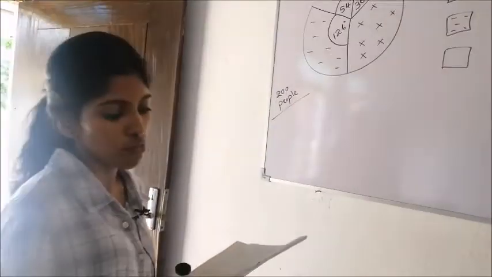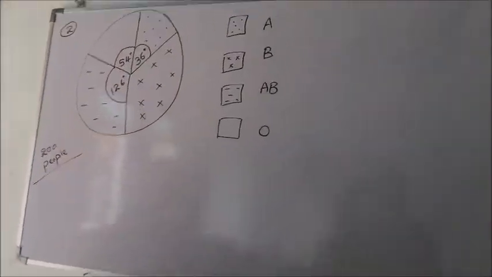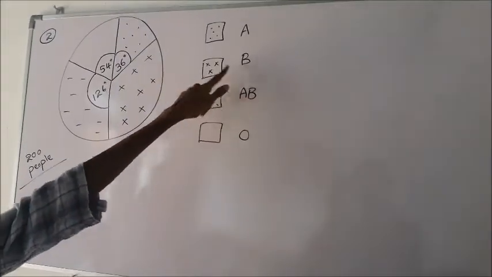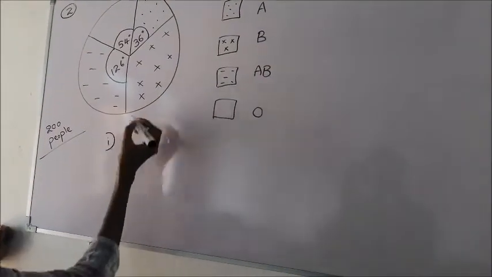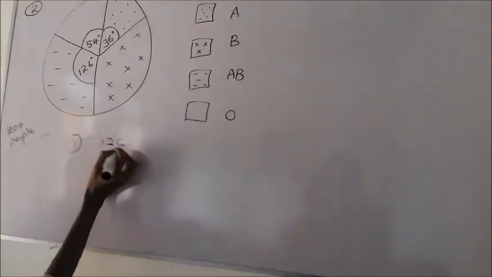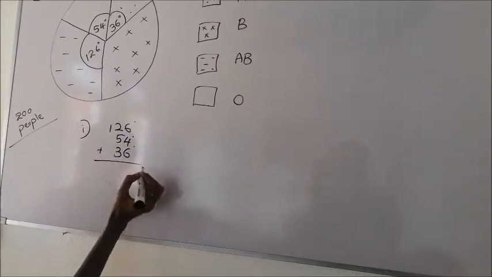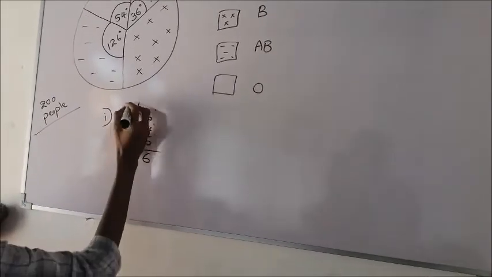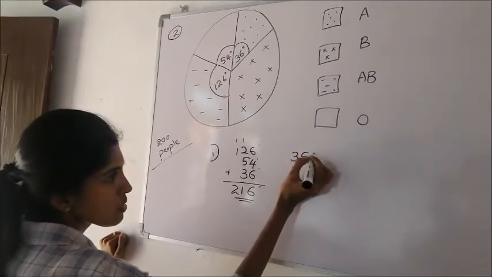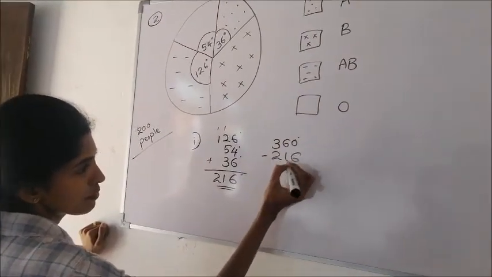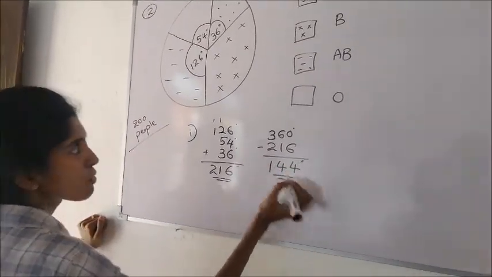Right. Now our first question is, find the angle of the sector that denotes people with type B blood group. Type B blood group is here. We don't know the angle, but there is a method. What is that? Firstly, add all the angles that we know here. Add everything. 216 degrees. Now, from 360 degrees, subtract it. 144 degrees.